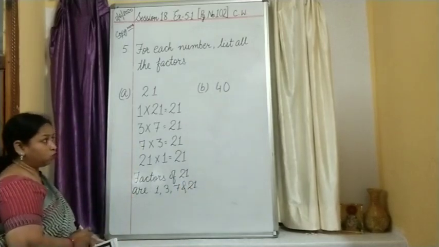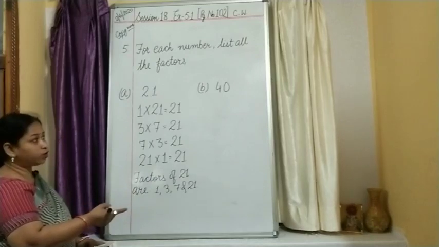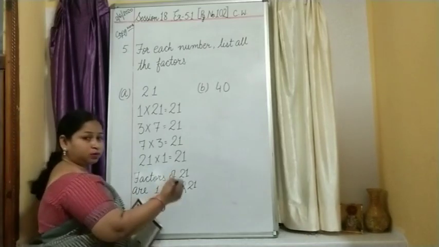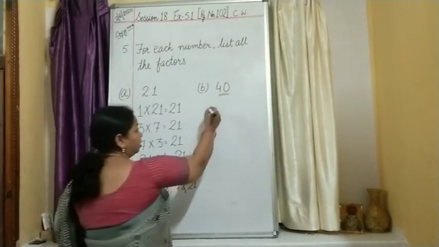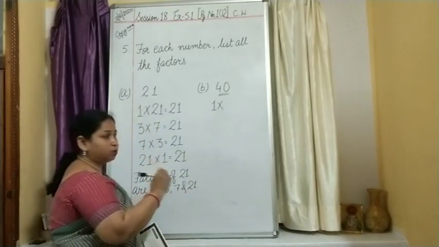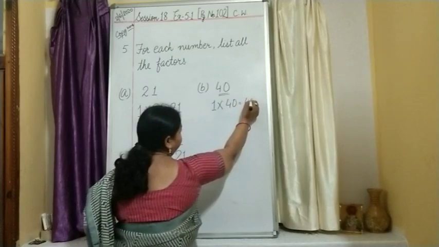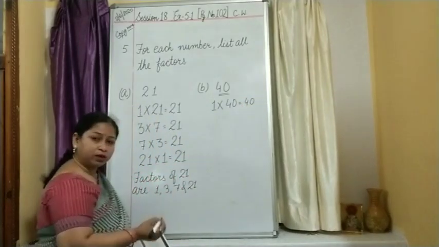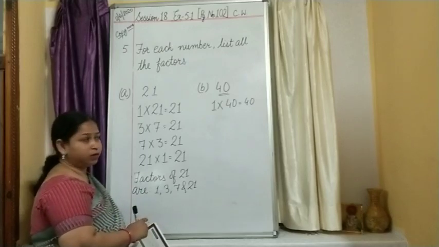Understood? So let us have one more. I'll be solving it in front of you only. Okay, see how to get the factors of 40. We start with 1. Whenever you get any number, start with 1. 1 multiplied by 40 equals 40. Why do we start with 1? 1 is the smallest factor for all the numbers. So it's better always to start with 1.